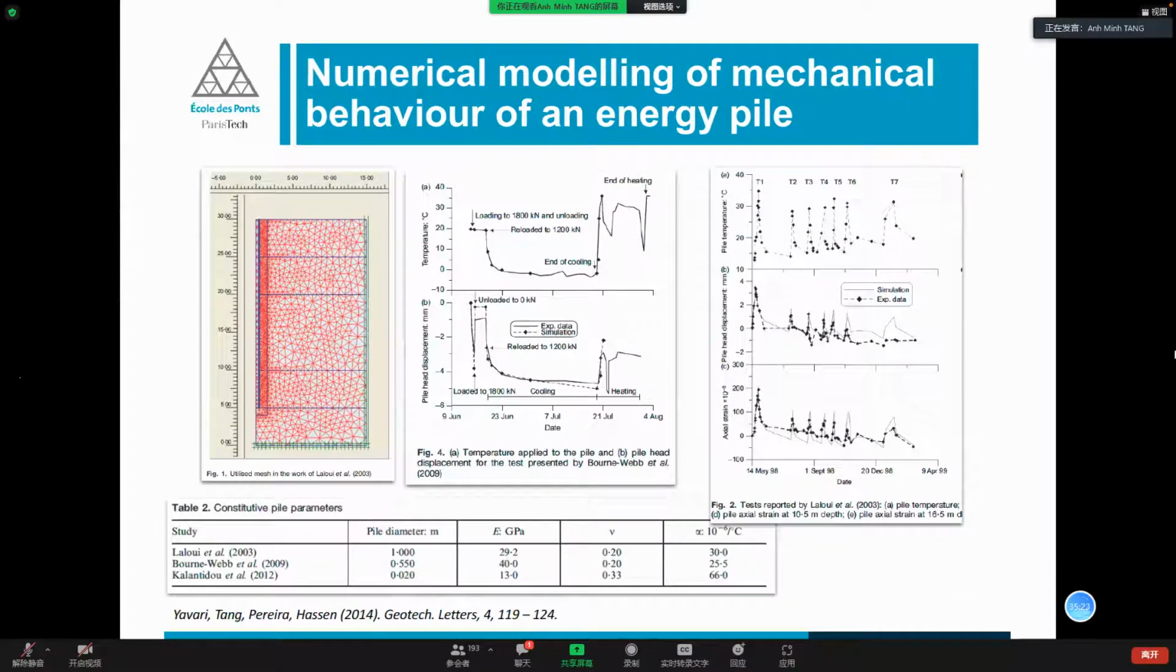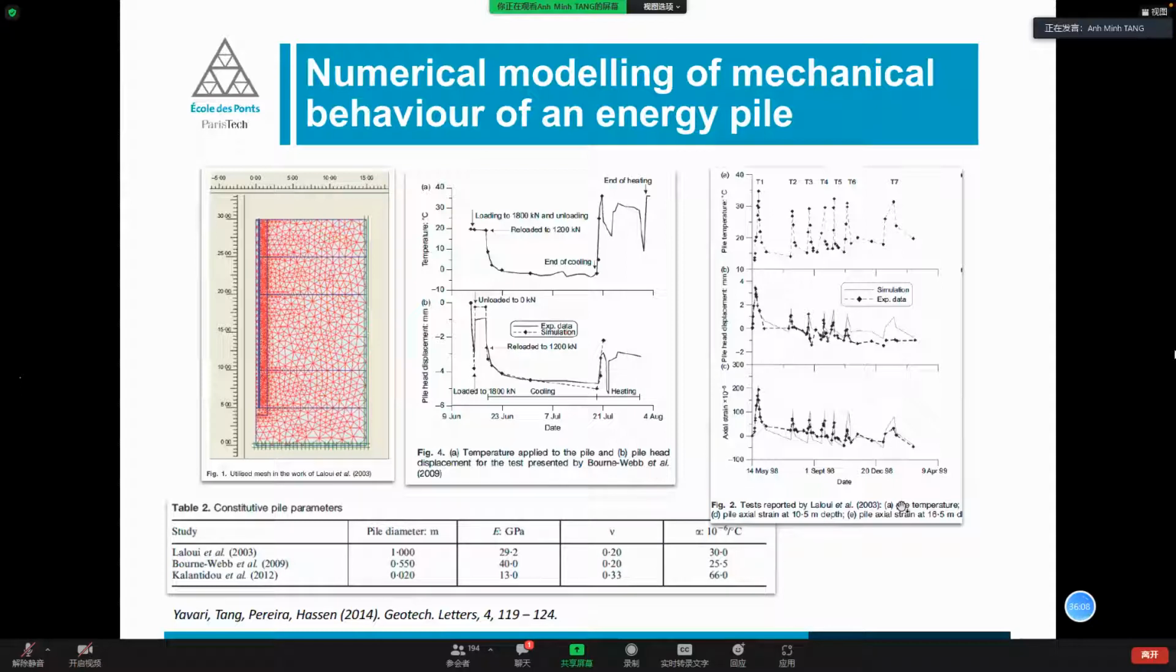Then we try to see how we can predict this by using a numerical simulation. The idea is that we use standard software without any thermo-mechanical coupling inside. For example, the first simulation we use is axisymmetric. At that time, we just impose the thermal dilation of the pile only. We impose this to the pile, and we see what happens if the pile dilates and contracts in soil here. So finally we see that even with a very simple numerical method, we can predict what happened.